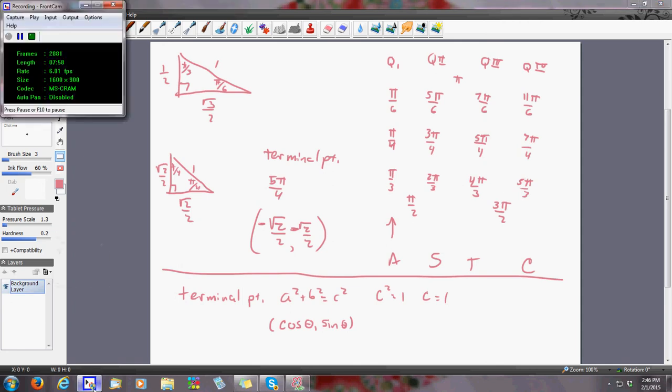Let's see, how much time do I have? Oh, that's about it. Alright, well, I hope that was useful. Good way to find the terminal point.